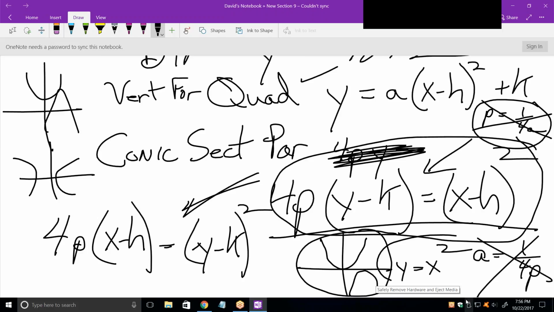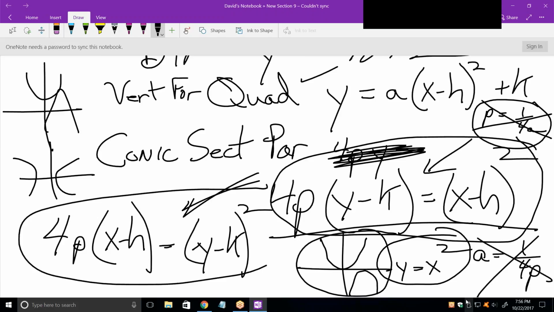The variable that's not being squared is y. The variable that's being squared is x. That is an up and down parabola. If I have this situation over here, the x variable is not being squared, but the y is. That's this kind of parabola. And you're going to get both.